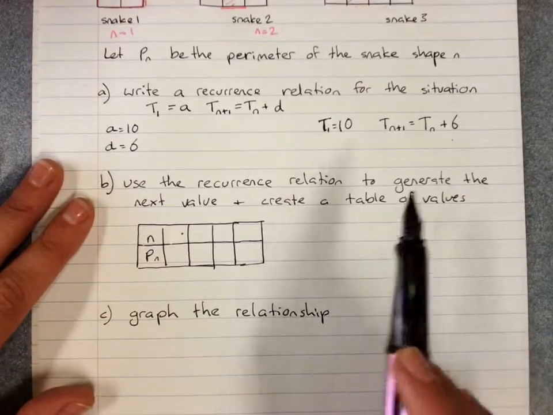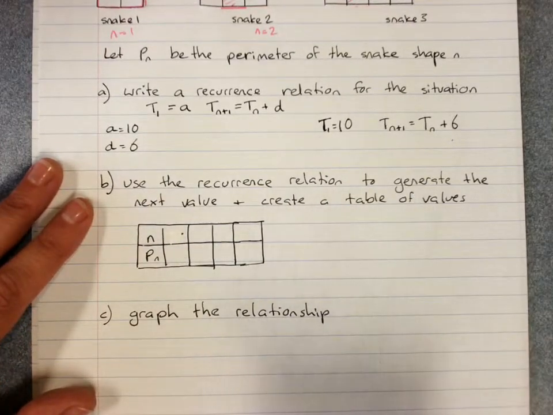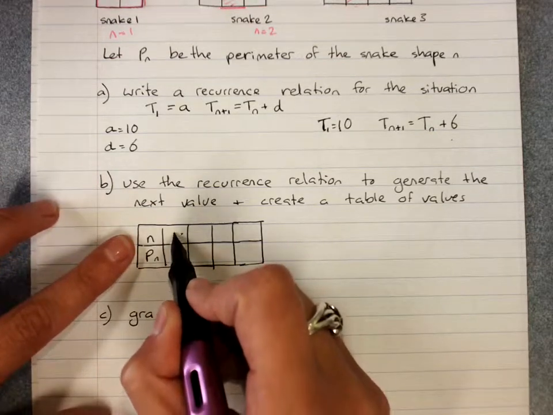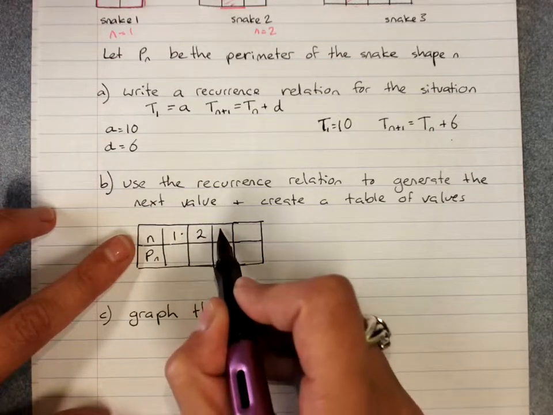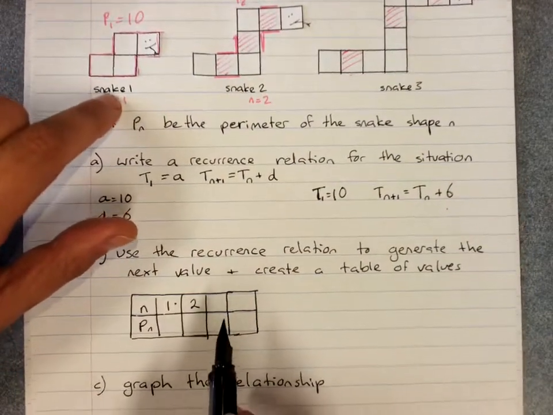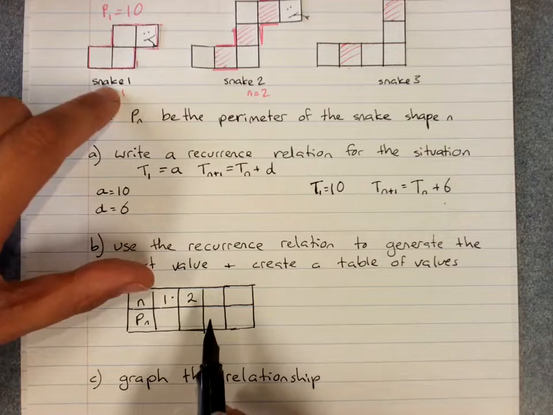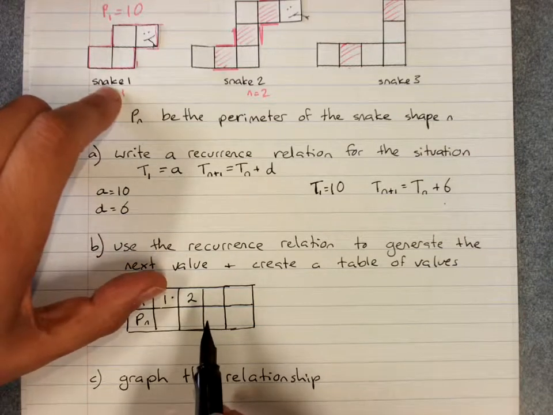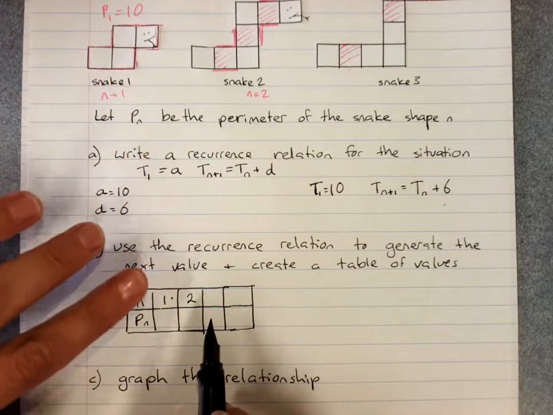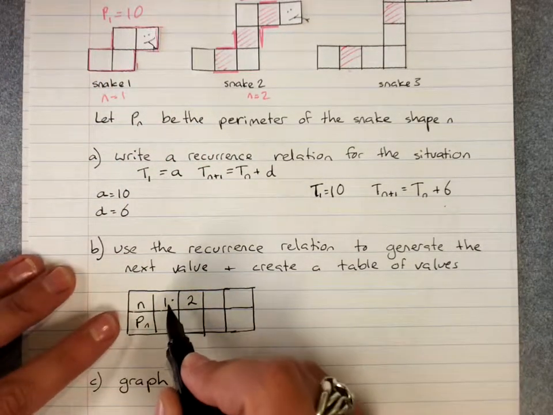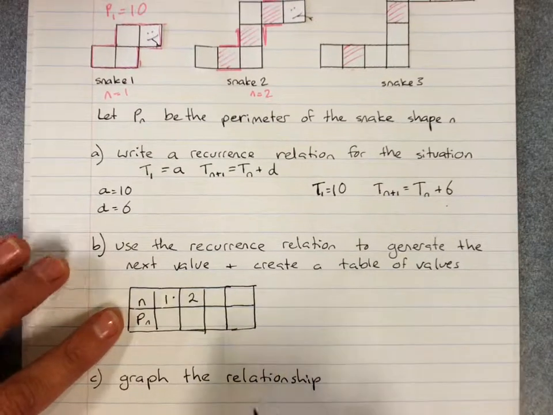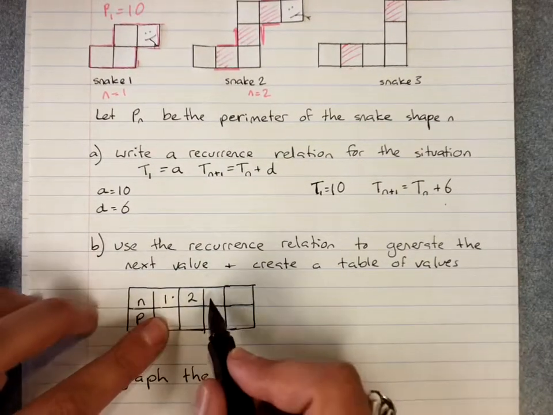Use the recurrence relation to generate the next value and create a table of values. So your table of values would definitely start with 1, because we don't have 0 snakes in this scenario. With patterns, you will usually start with n equals 1. When we get to finance, we'll start with n equals 0. But for the general patterns, start with n is 1, the first term in the pattern. Makes sense. We don't have 0 terms in a pattern. We start with the first term.